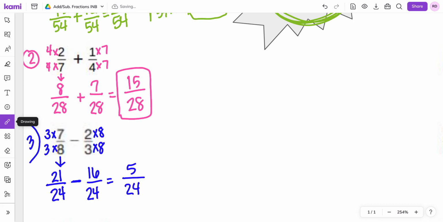And we have to ask ourselves, can 5 over 24 be simplified? And the answer to that is no. So we are finished with this problem.